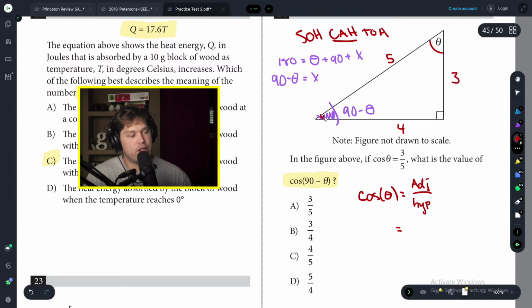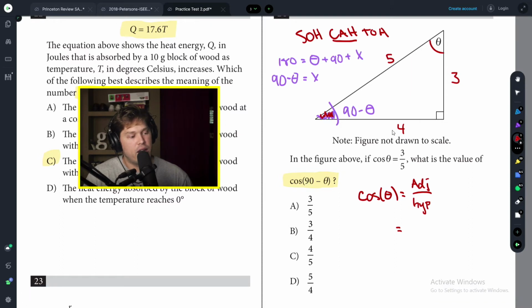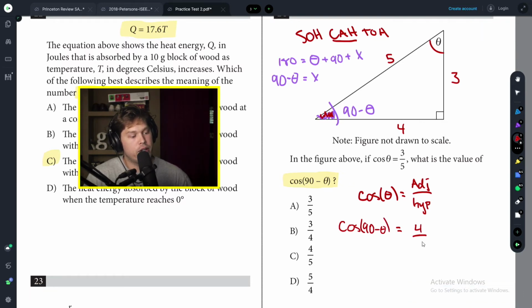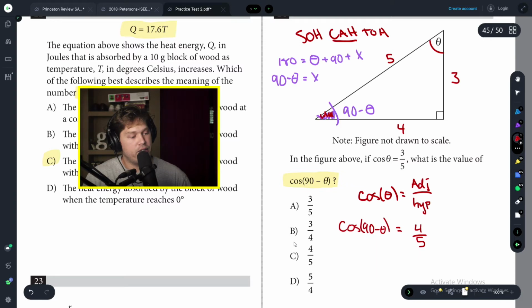That's of this third angle, right? So the adjacent side of this third angle is 4. So our cosine of 90 minus theta equals 4 over our hypotenuse of 5. So our answer here is 4/5.